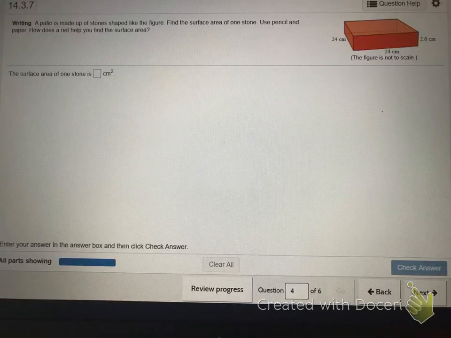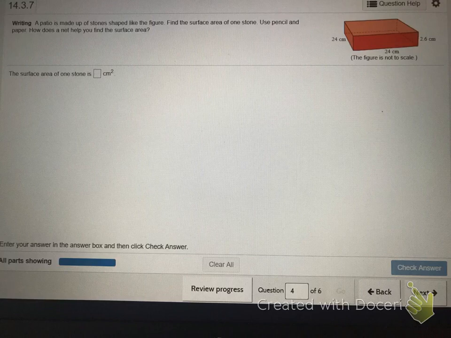This is question number 4 on digits 14-3. A patio is made up of stones shaped like the figure. Find the surface area of one stone. I would probably recommend that you draw a net of this 3D figure.